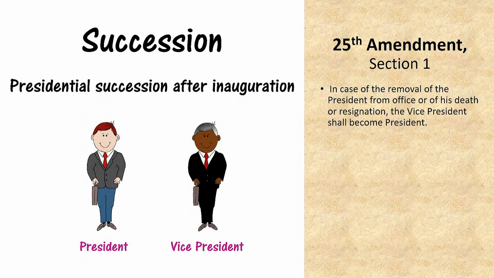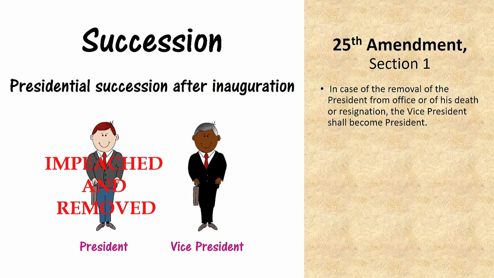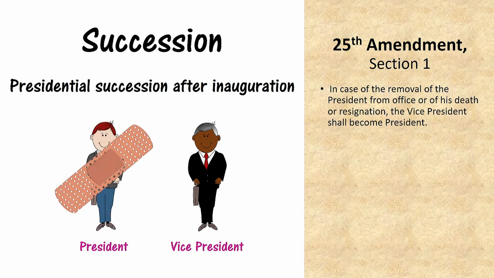The 25th Amendment outlines presidential succession after a president is inaugurated. In short, it says that rather than holding a new election, the vice president will take over for a president who dies, resigns, is removed, or is otherwise unable to fulfill the presidential duties.